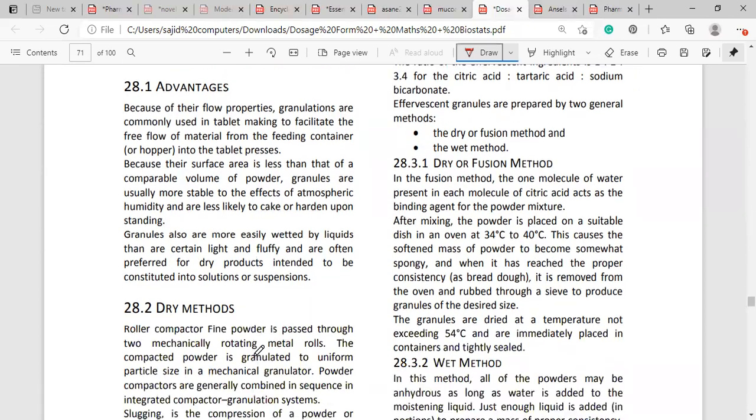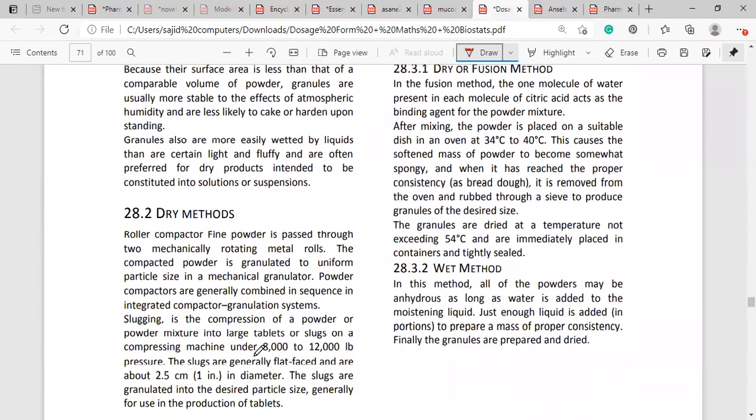Students, the dry method of granulation is the roller compactor. Fine powder is passed through two mechanically rotating metal rolls. The compacted powder is granulated to uniform particle size in a mechanical granulator. The apparatus which is used to make granules is called a granulator. Granulators are available in different sizes with different combinations of blades inside the granulator. Powder compactors are generally combined in sequence in an integrated compactor granulation system.